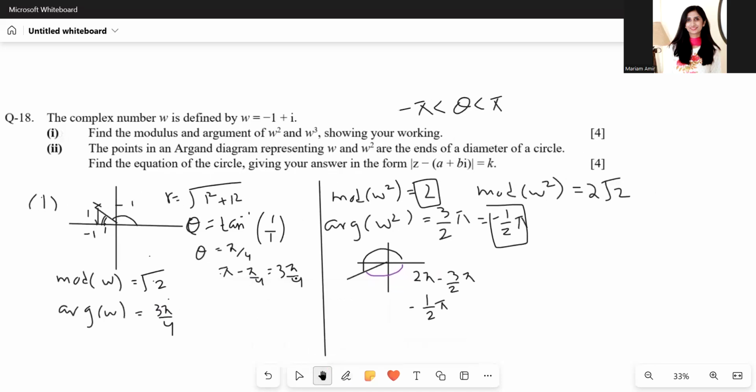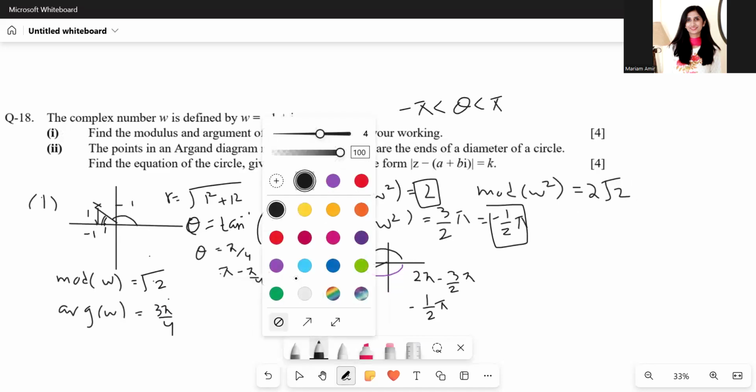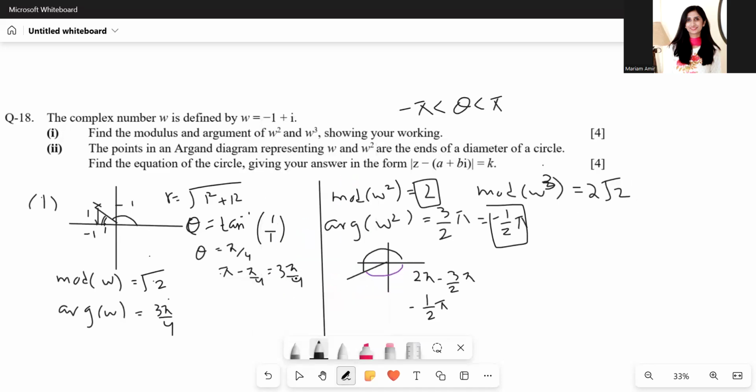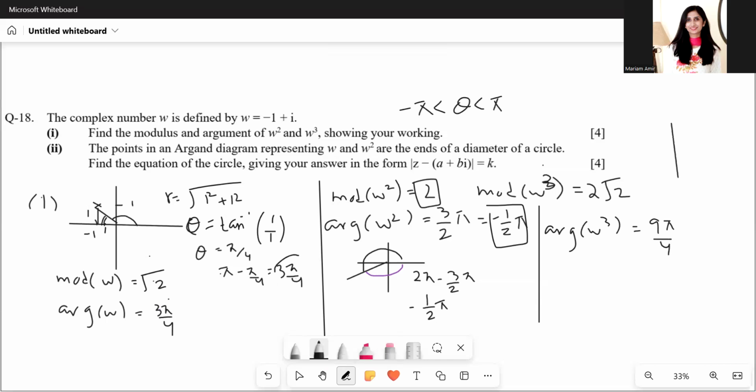Okay. Now we will find the argument for W cubed. For the argument of W cubed, we will multiply this by 3 according to De Moivre's theorem. So that will become 9 pi by 4. Again, it's way beyond the limit, which is pi. What is 9 pi by 4 in degrees? It's 9 into 180 divided by 4. It's 405. So the angle is like this.